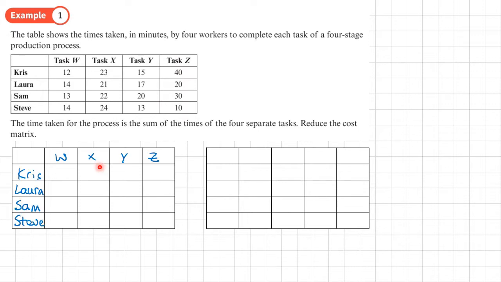So I'm going to transfer the headings from the cost matrix into this matrix here. And my first step is to do row reduction. What that means is I find the smallest value in each row and I subtract that value from each row. So I'm going to highlight them. The smallest value in the top row is 12. So that means I need to subtract 12 from every element in that row.